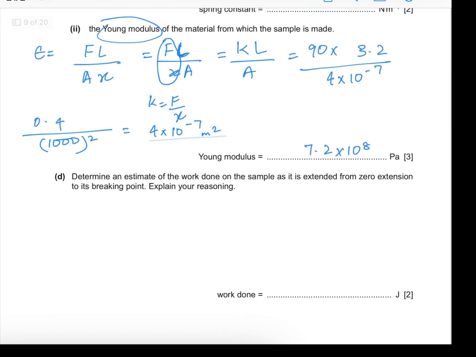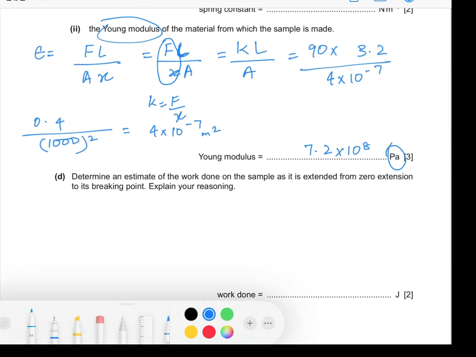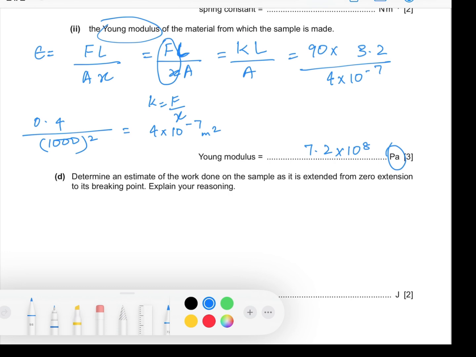Notice how the unit of Young modulus is the same as the unit of pressure, and that's because when you find stress over strain, strain has no units because the units of length in the denominator, the units of extension and length, cancel out, so you are left with the unit of stress for the unit of Young modulus, which is also Pascal. Part D, determine an estimate of the work done on the sample as it's extended from zero extension to its breaking point, and explain your reasoning.